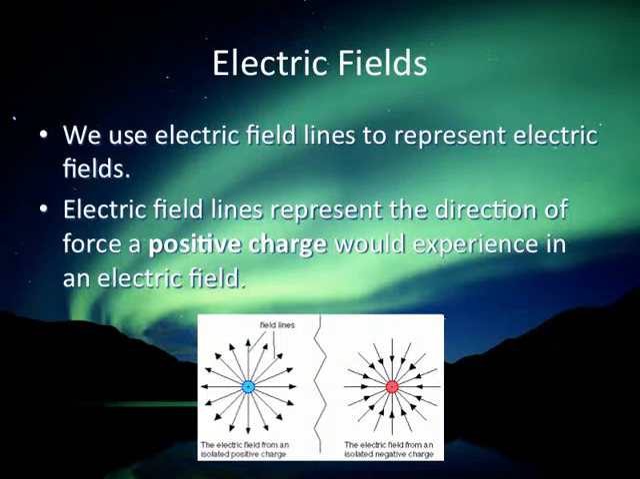Okay, the electric field lines do indicate the strength of the electric field as well. The way that it indicates the strength is by the density of the lines. As the lines get closer and closer, that indicates that the field is getting stronger. So as you're moving away from the charge, far away, they're far apart. Moving close to the charge, close together.